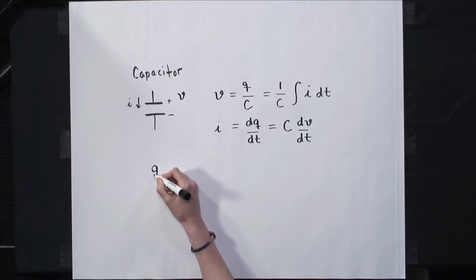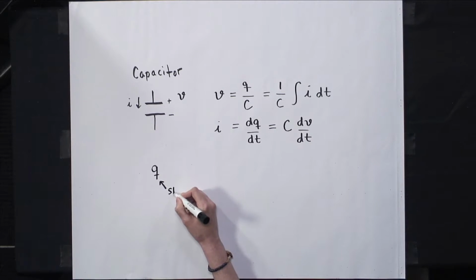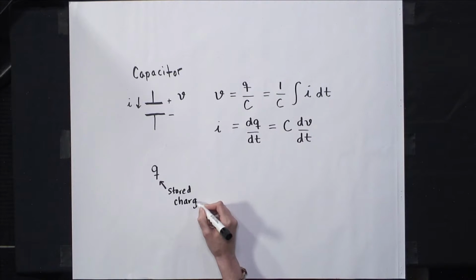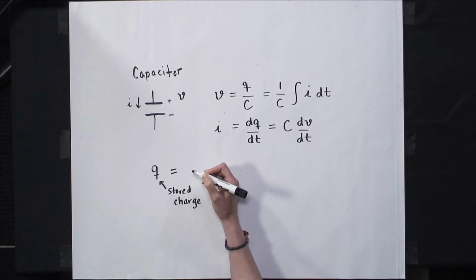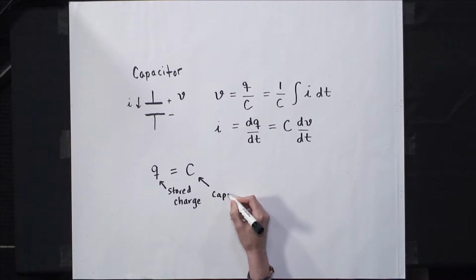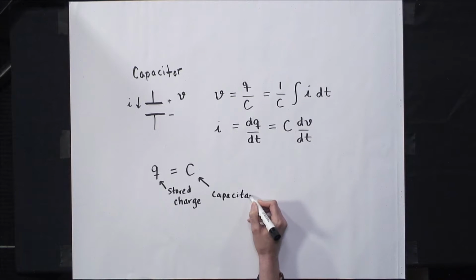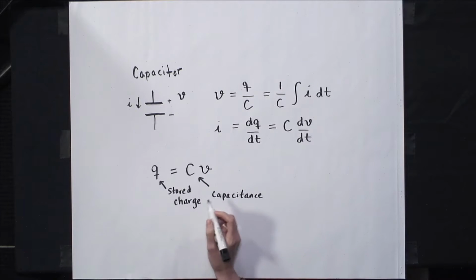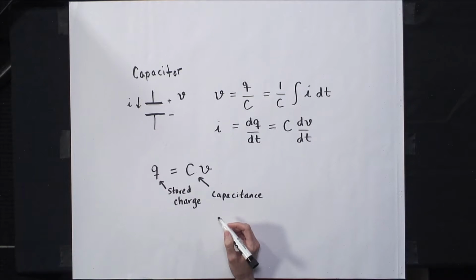Now we can also note the key element here, which is that for our capacitor, our stored charge Q is equal to our capacitance, capital C, times the voltage drop across the capacitor. So Q equals capital C times our voltage.